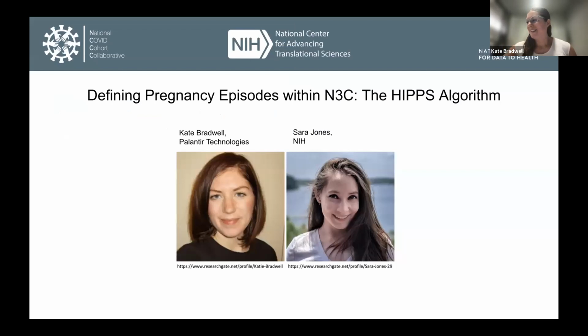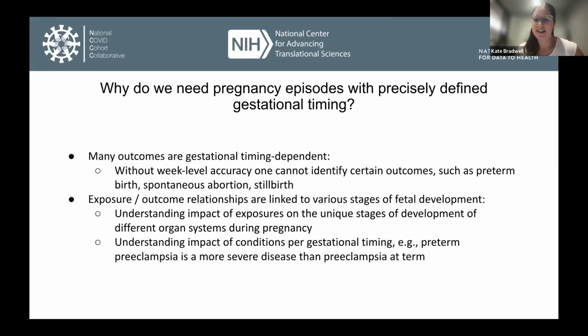So this was a 2-year effort of defining pregnancy episodes within N3C and creating this composite algorithm that we called HIPS, which was actually coded by myself and Sarah Jones at the NIH. And we got a lot of feedback from clinicians in the domain team, and they had a very precise kind of task order for us. They wanted very precise gestational timing in terms of the pregnancy episodes that are defined for specific reasons.